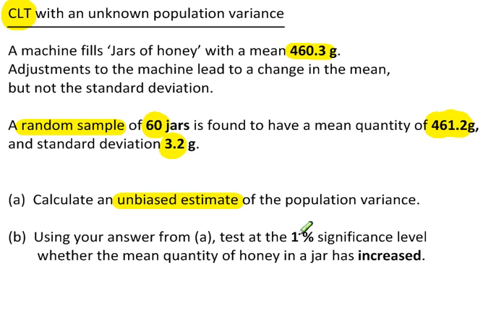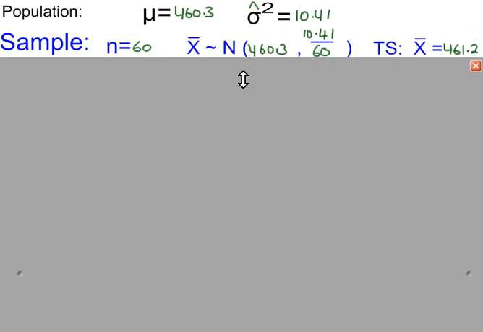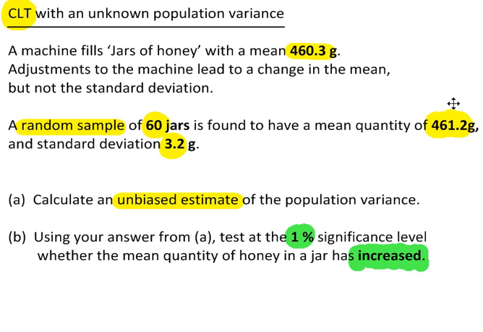Now we're investigating at the 1% level of significance whether the mean quantity has increased, so a one-tailed test. So for the population we have the mean and our estimate of the variance, and then from the sample of size 60 we have the distribution of the sample mean. That's the population mean there, and that's sigma squared over n, and our test value 461.2. This value came from a random sample of 60 jars, and it's the sample mean.